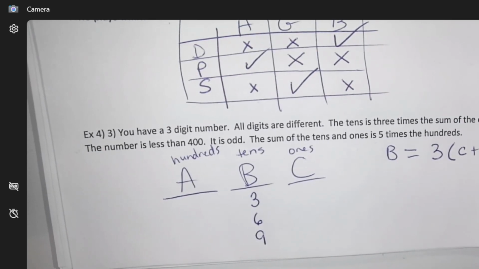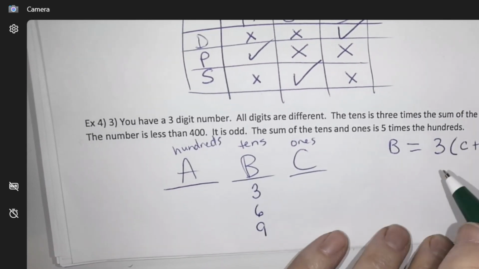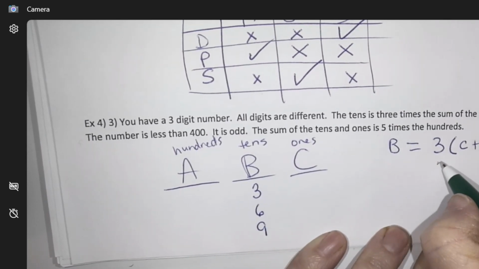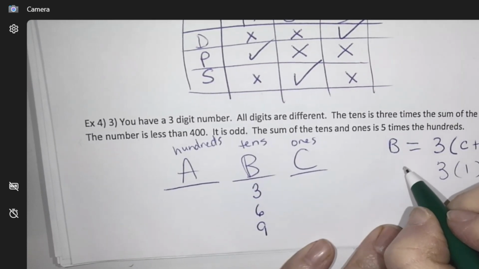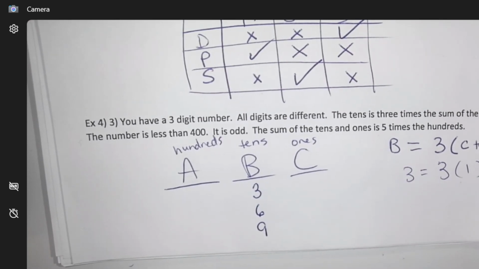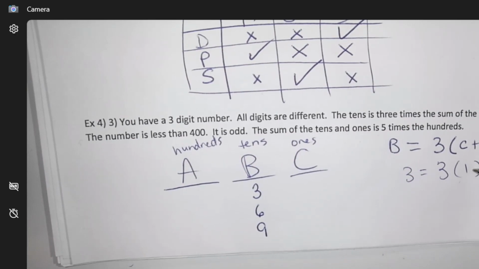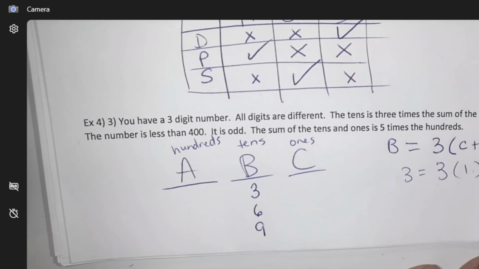Okay, but I can eliminate something already. If it was 3, it would have to be 3 times 1. If I wanted it to be 3, it'd have to be 3 times 1. Can you add 2 things to be 1? I guess. They would have to be 0 and 1, right? That's your only option to add to 1.